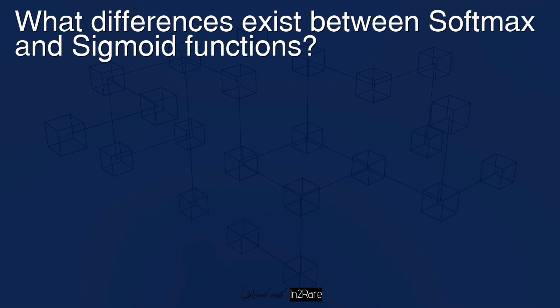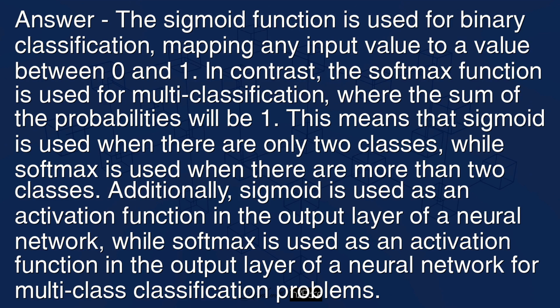What differences exist between softmax and sigmoid functions? Answer: the sigmoid function is used for binary classification, mapping any input value to a value between 0 and 1. In contrast, the softmax function is used for multi-classification, where the sum of the probabilities will be 1. This means that sigmoid is used when there are only two classes, while softmax is used when there are more than two classes. Additionally, sigmoid is used as an activation function in the output layer of a neural network, while softmax is used as an activation function in the output layer of a neural network for multi-class classification problems.